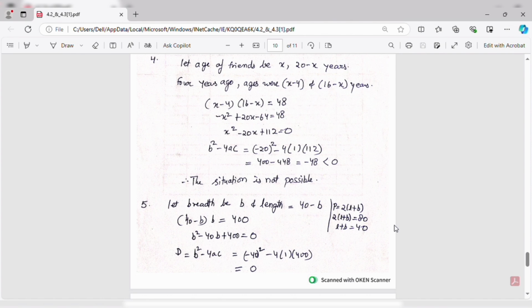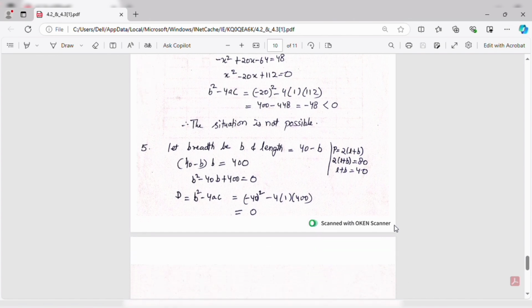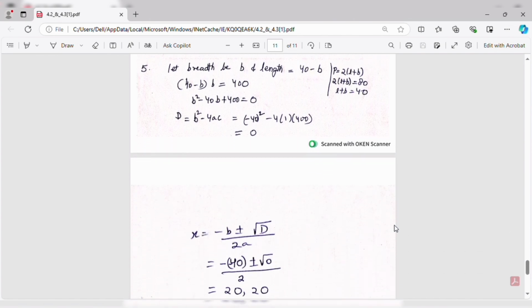Fifth question: is it possible to design a rectangular park of perimeter 80 meter and area 400 m²? If so, find its length and breadth. Let us take length and breadth as b and 40 − b. Since the perimeter is 80, we will take length as 40 − b and breadth is b meters.